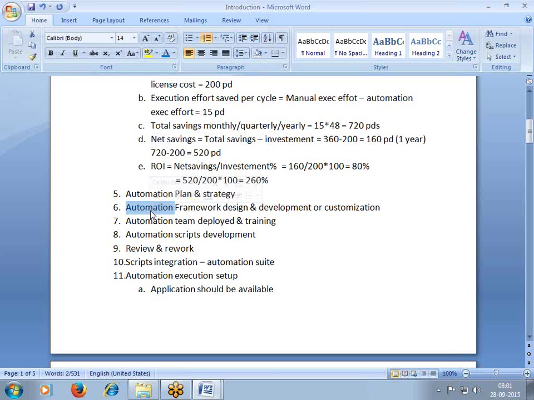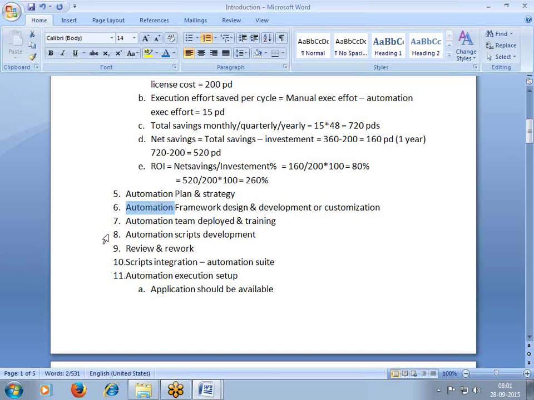So it is a very important step. Again here automation lead and automation senior engineers will be involved in this step. They will decide which automation framework should be used for our project. If there is no automation framework available, they should build one. If any framework is already available either with the client or within our company, then we can use that framework by making some small customizations according to our project.